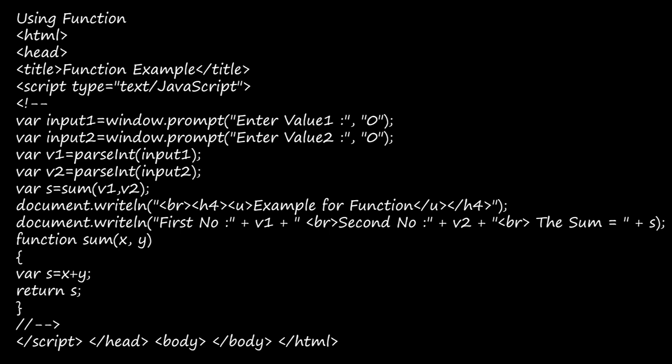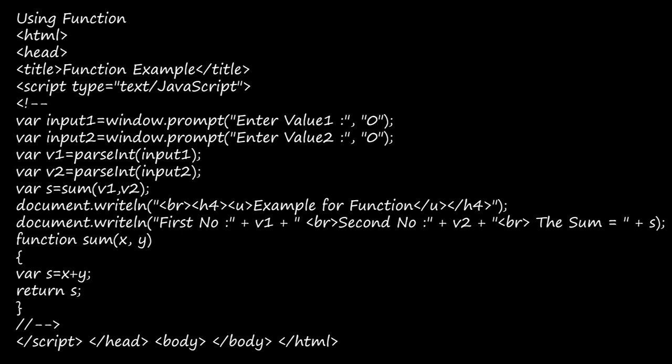Here the sum is a function call. Okay, here we have called the function, and the output is document dot write ln, and inside the bracket, br means it is a break, so you will get it in the next line. Okay, h4, so you will get the heading in heading 4 size. Okay, and then u, so it is underlined, example for function, and then slash u, that's all will be underlined, and slash h4, so that's all will be of heading 4 size.